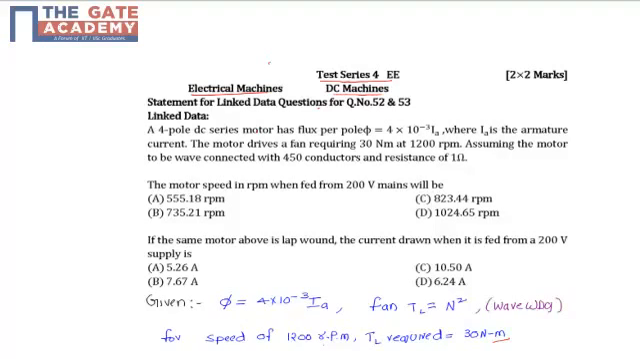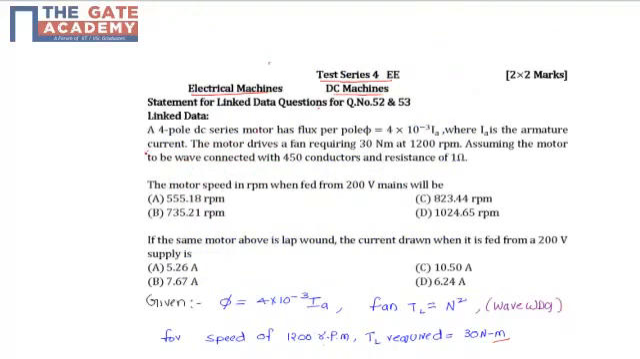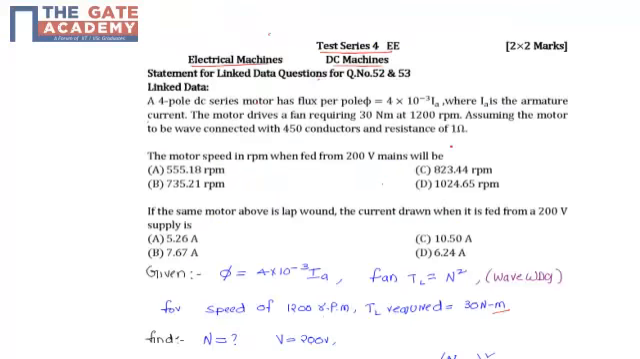For the motor torque, TE is equal to phi ZP by 2 pi A into IA. This is the formula to calculate the motor torque, where phi is given in the problem as 4 into 10 power minus 3 IA, Z is the number of conductors, 450, and P is the number of poles, 4, over 2 pi into A. For wave winding, the value of A is equal to 2.